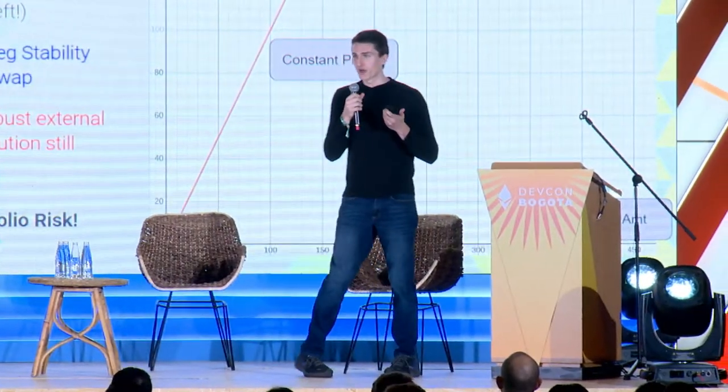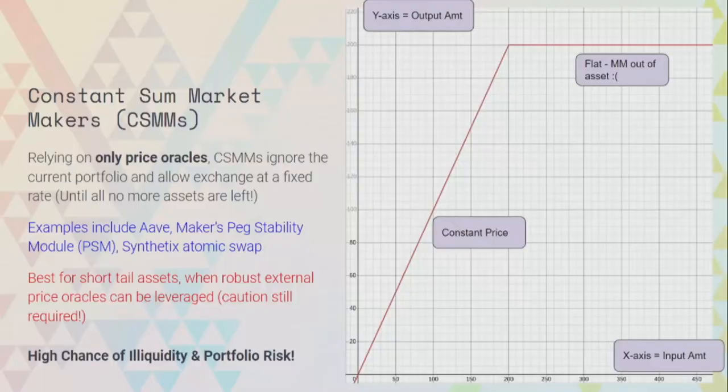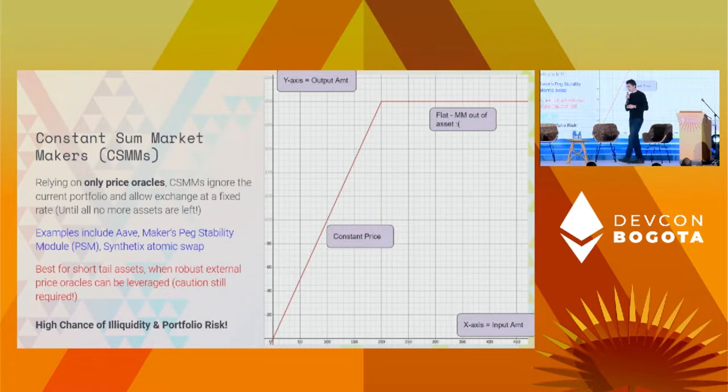Technically, any wrapper contract is a constant sum market maker, like Aave. Maker has a peg stability module that allows one-to-one exchange of other stablecoins for DAI, which sort of keeps the stability of that peg. And Synthetix has a fixed rate of exchange using other external oracles for their synthetic assets, which is also quite powerful.